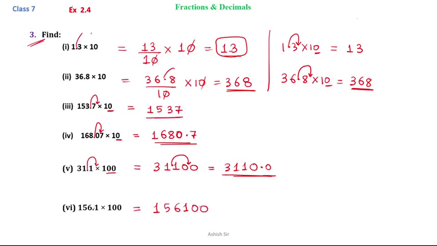The next one, if we multiply only the digits with 100, it is 15610. The point is here, so from here it will go two digits to the right because there are two zeros, so it will become 1561.0. So this is the answer for this.